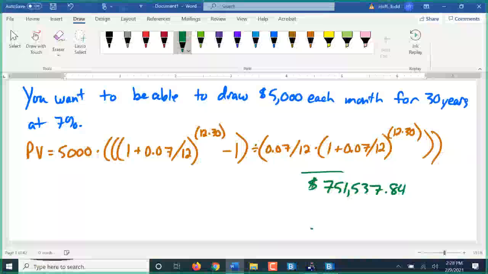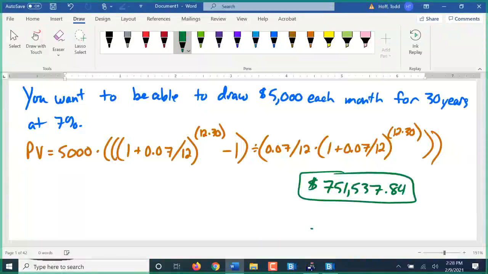We need just over $750,000 in order to make that work. So if you're going to stay retired for 30 years and want to draw $5,000 a month, you need about $750,000 saved up at retirement if you're going to be able to get 7% interest as you draw it out.